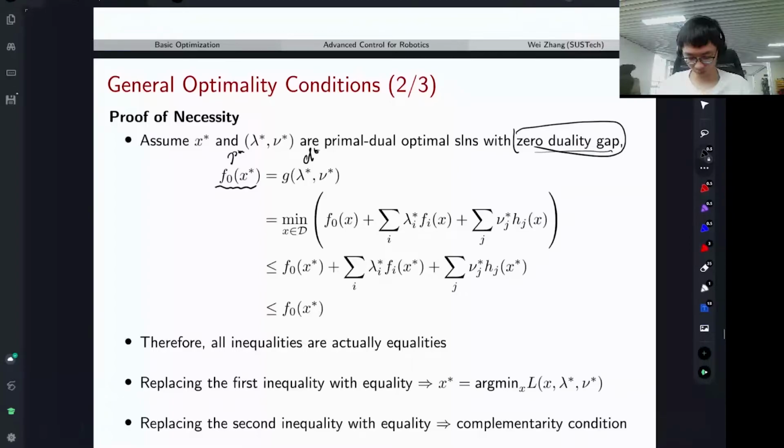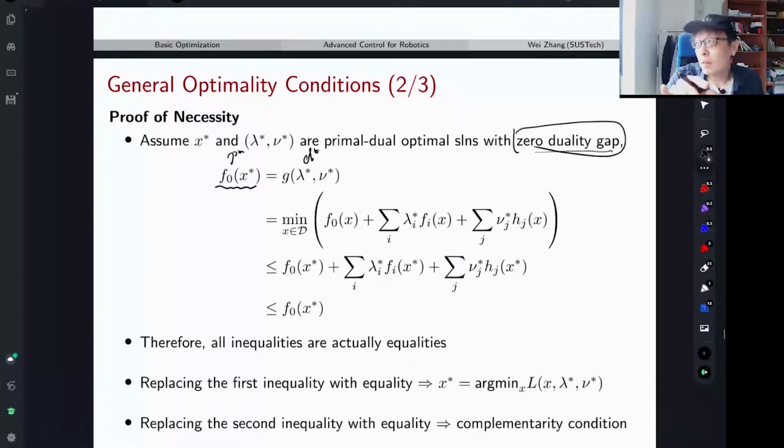Let me emphasize again. Zero duality gap, just by definition, means D star equals P star. It doesn't need to be convex. For whatever problem, I can define primal and dual. The dual is always a convex optimization problem; the primal may not be. The zero duality gap has nothing to do with whether the primal is a convex optimization problem or not. It only requires the primal optimal cost to equal the dual optimal cost, right? P star equals D star.